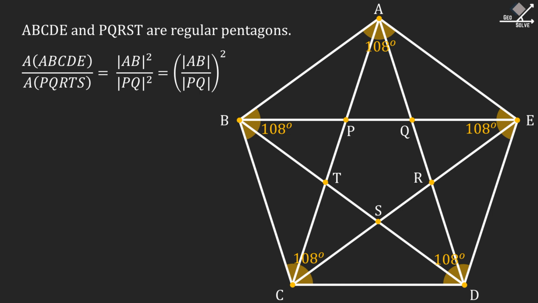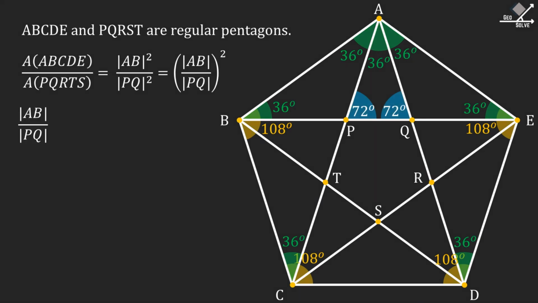From here, we can calculate these angles as 36 degrees using the ABE isosceles triangle. Similarly, using ABC and AED isosceles triangles, these angles will also be 36 degrees. And from here, these angles can be calculated easily using the exterior angle theorem.